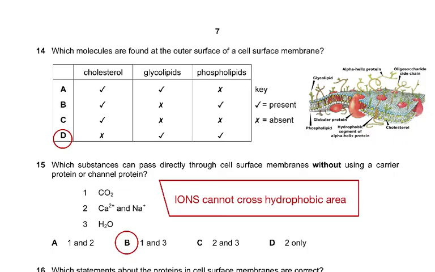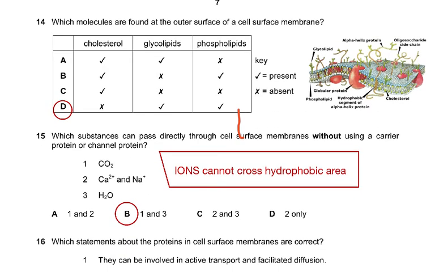Then we come on to the next question, which is question 14. Now if you look at question 14, which molecules are found at the outer surface of a cell surface membrane? Cholesterol, glycolipids, phospholipids. Now cholesterol is usually inside, so that was the only one which was inside. The glycolipids and the phospholipids are found at the outer surface of a cell surface membrane, and the answer to that was D, glycolipids and phospholipids, which are found on the outer surface as well, and the cholesterol is found on the inside.